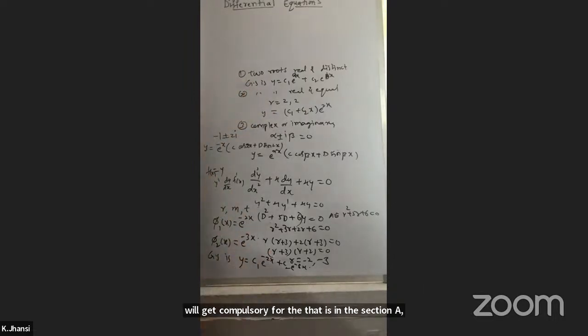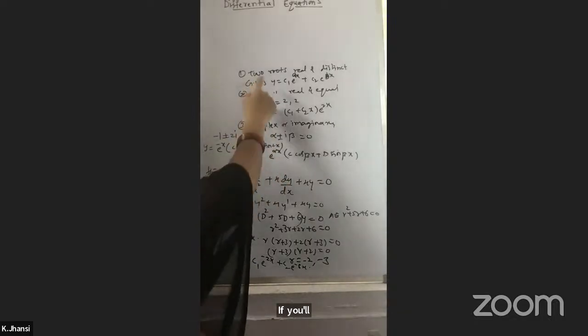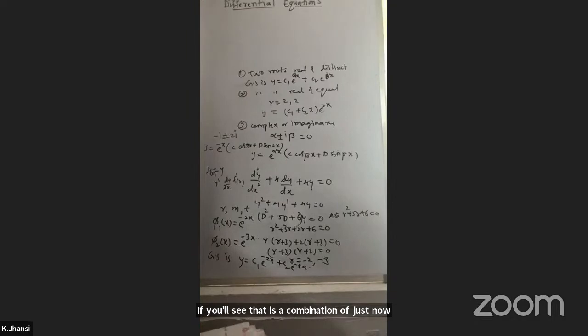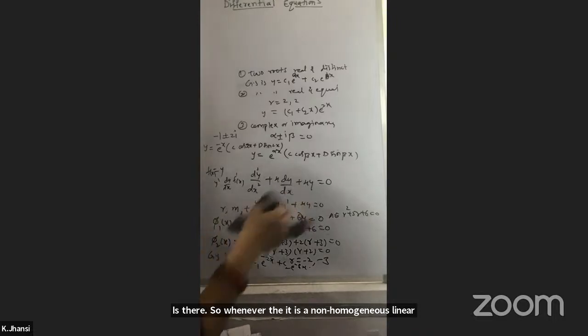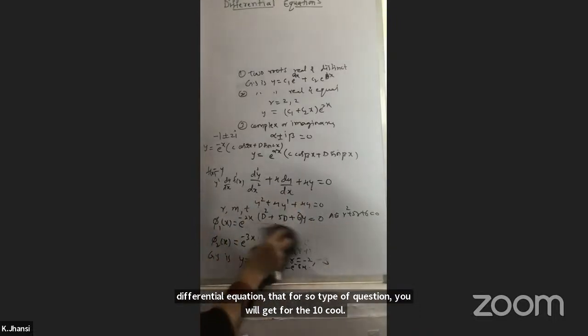And in section B, it is a combination. Just now we have seen L of y equals b of x. If b of x equals 0, we call it a homogeneous one. If some value is given in b of x, then we find a particular integral. If you have an idea from intermediate, the particular integral concept is there. So whenever it is a non-homogeneous linear differential equation, that type of question you will get for 10 marks.